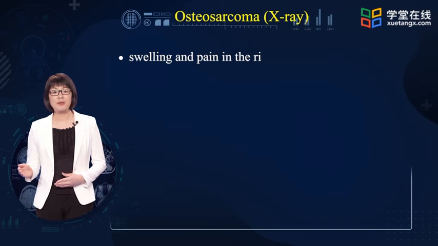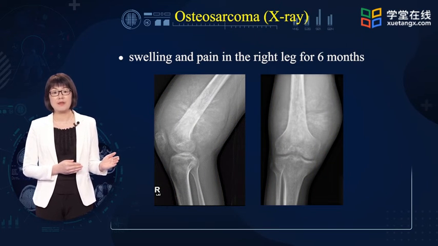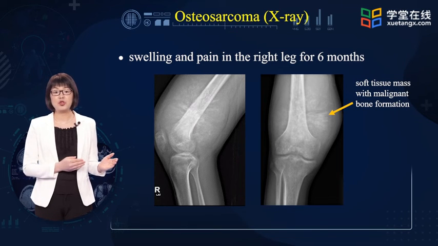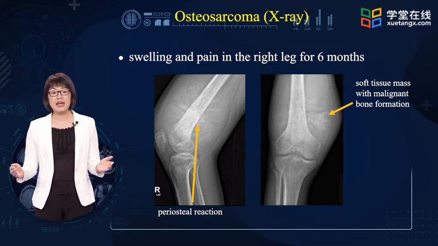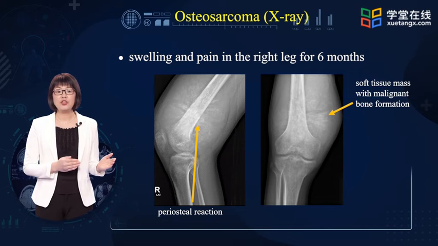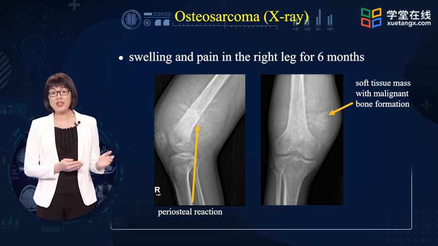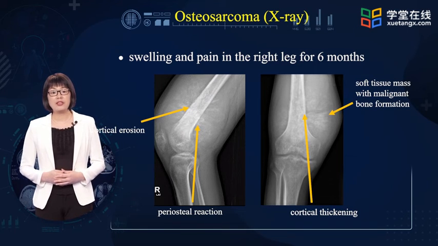This is a 30-year-old man who presented with gradually increasing swelling and pain in the left leg for 6 months. There is a large soft tissue mass with malignant bone formation in the right leg above the knee. The right femur shows extensive and aggressive vertical periosteal reaction along the proximal diaphysis, and extends perpendicularly from the inner cortex to the outer margin of the tumor. You can also see cortical erosion and cortical thickening, suggestive of intramedullary extension.